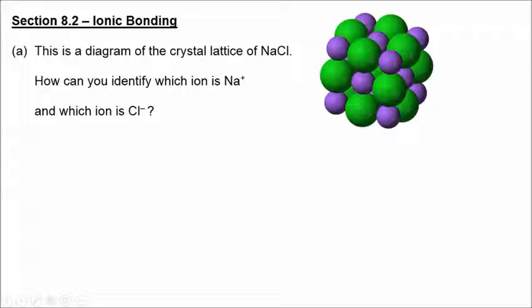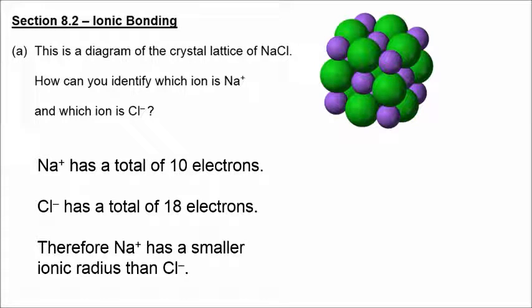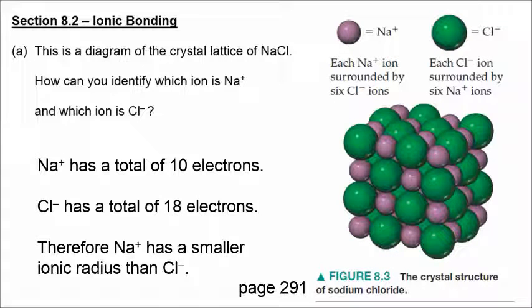Section 8.2 is on ionic bonding. So we have a crystal lattice, a picture of sodium chloride, and the question is asking, how do we know which ion is sodium and which ion is chloride? Well, remember that sodium, the ion, has 10 electrons, whereas chloride, the ion, has 18 electrons. So sodium should have a smaller ionic radius than chloride. And you can see this in figure 8.3 on page 291.